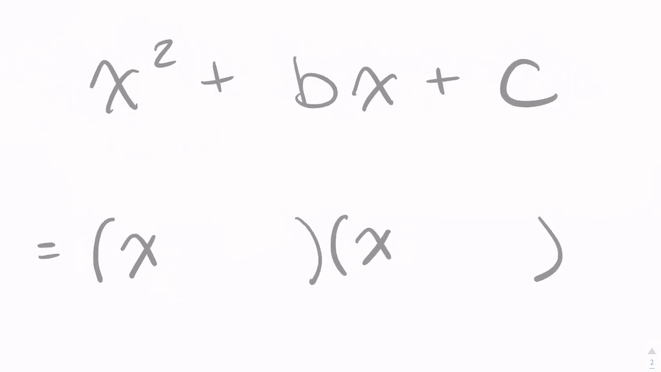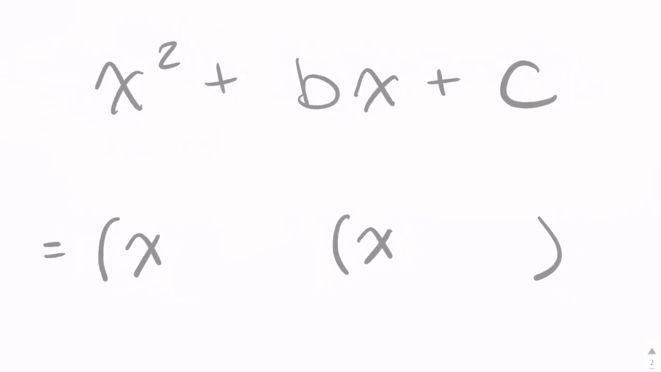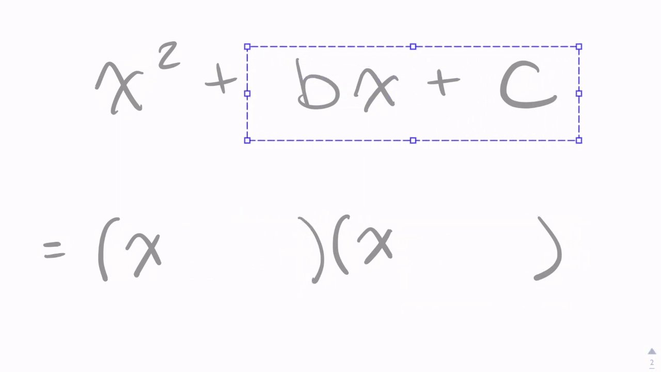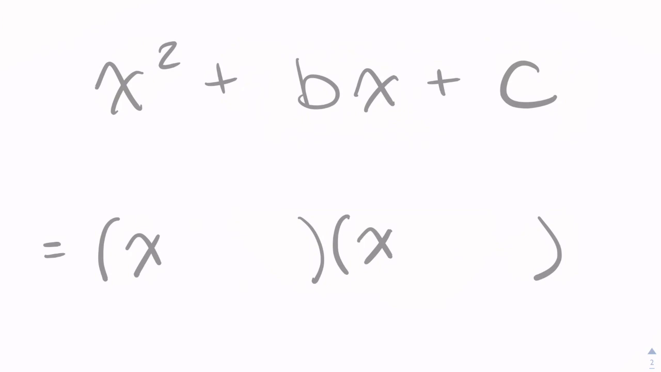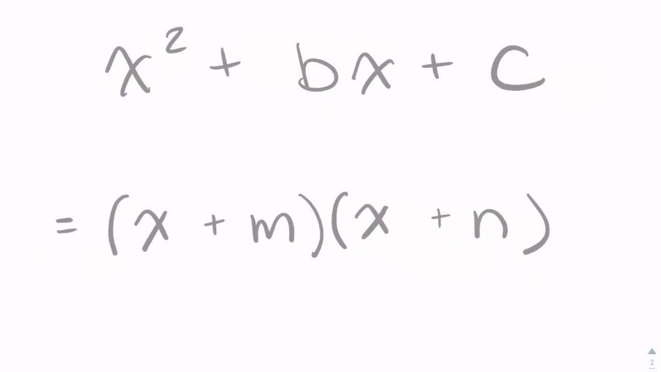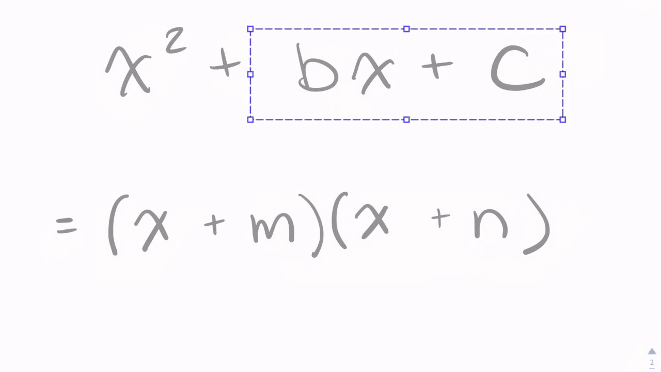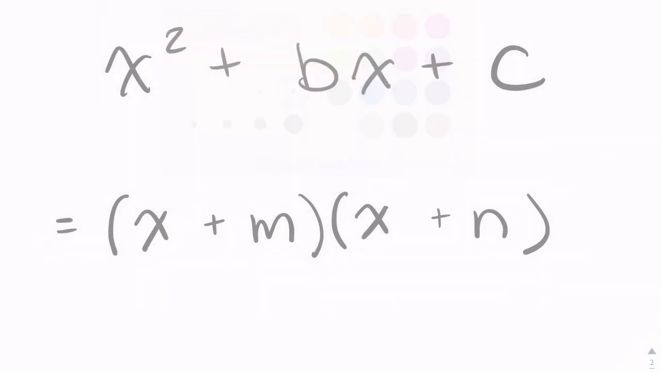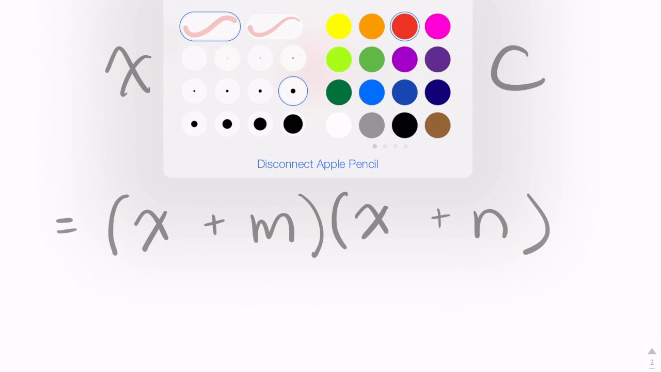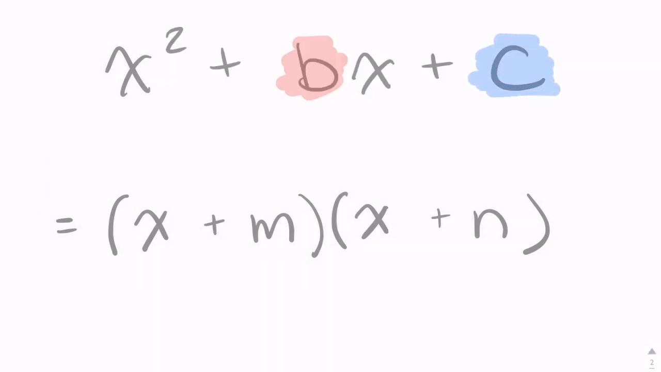Now we need to figure out what's going to go here and here to get our plus bx plus c. So what I'm going to do is put two substitute numbers. We're going to say m and n. These are our filler numbers for now. They could be anything, but we need to figure out what m and n need to be in order to get bx plus c, in order to match our b and c from our notes yesterday.